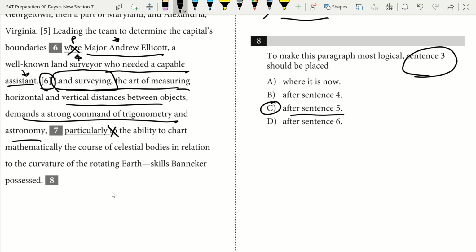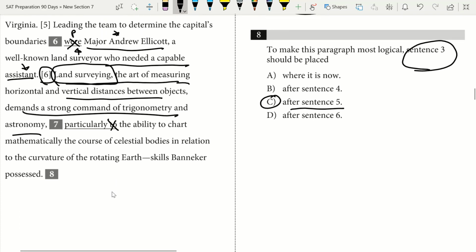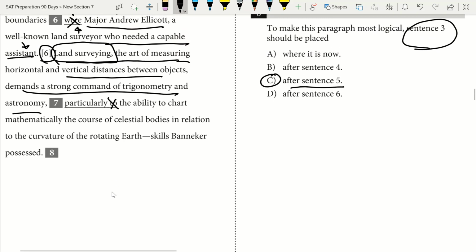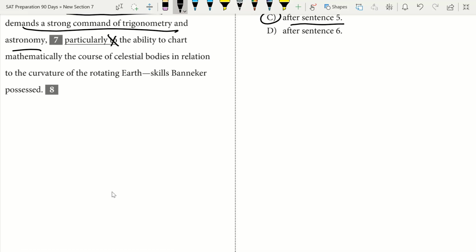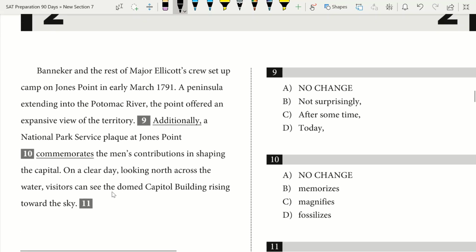All right, and then we already placed sentence 3. It's going to come after sentence 5. All right, and then we go on. We talk about mathematically charting the course of celestial bodies in relation to the curvature of the rotating Earth, skills Banneker possessed, right? So those are skills he has, which is why he should get the job.